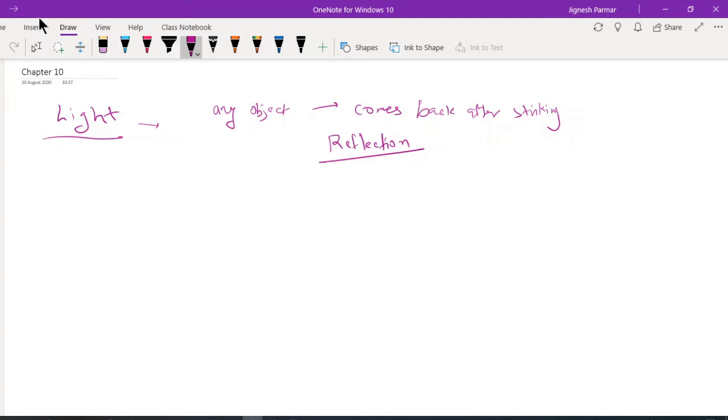So dear students, the new chapter is chapter number 10, Light. The two phenomena which we are going to study are reflection and refraction. Okay, what is refraction? What is reflection? We are going to see this. Any object reflects light that falls on it. We are able to see through a transparent medium as light is transmitted through it. We receive this reflected light in our eyes and we can see.